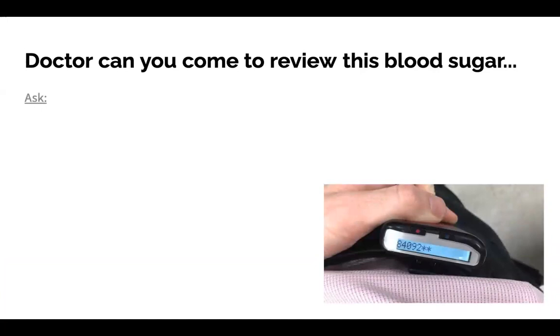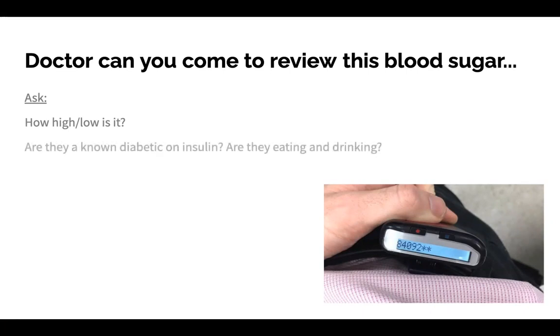What are the questions that you should ask the nursing staff who have referred the patient? Well, the first question you should ask is, how high or low is the blood sugar? And particularly, has this been the case throughout the day, or is this new? Is the patient known to be diabetic? Perhaps they're on insulin? What have they been like throughout the day? Have they been eating and drinking? Have they been kept nil by mouth?